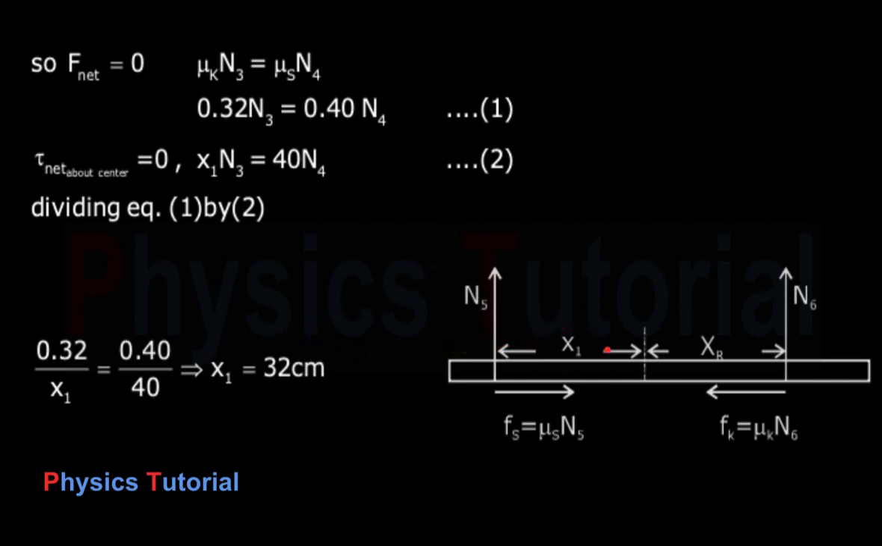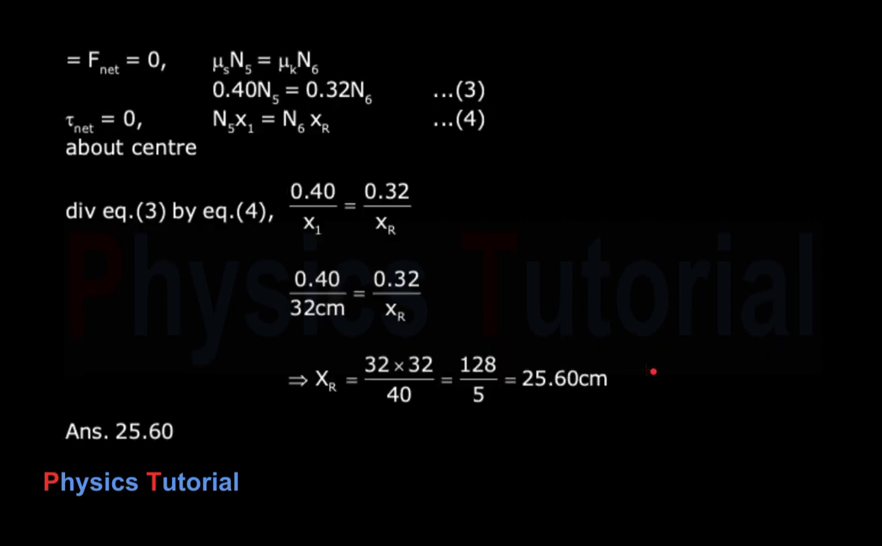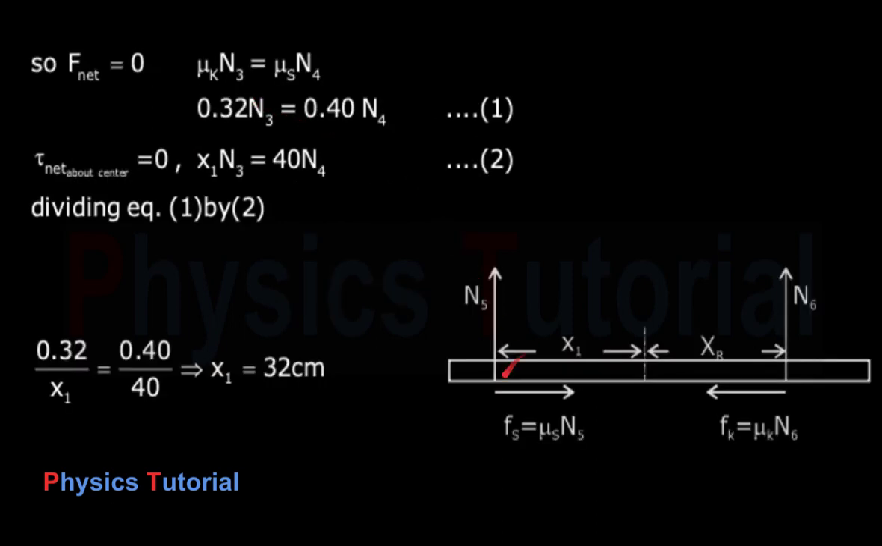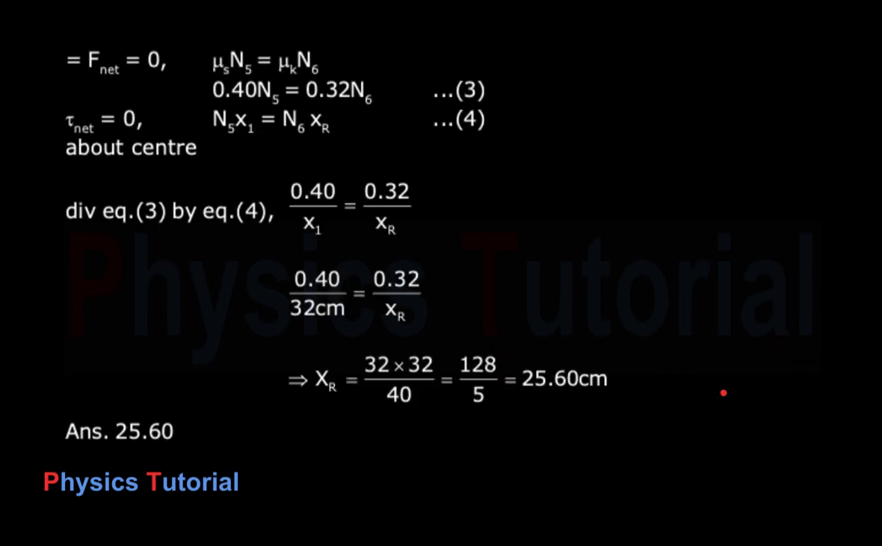Now draw this FBD, that is N5 and N6, assuming this force as leftwards, also shifted towards here. In this situation, F net equal to 0 and mu s into N5 is equal to mu k into N6. In this case, on the left we carry static friction, as the finger is not moving over here, and on the right side there is dynamic friction. So mu s N5 and mu k N6, that is the point to be noted. And mu s and mu k are given in the question as 0.40 and 0.32 respectively.